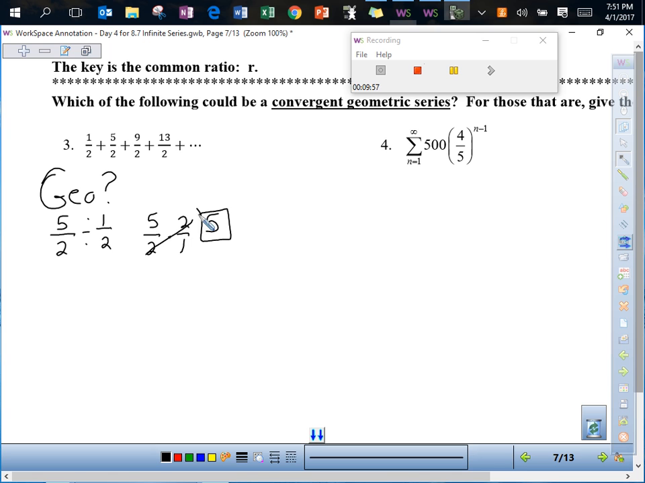Now let's take the third term divided by your second term, which is going to be 5/2. This really becomes 9/2 times 2/5. Notice that I don't get the same r value, so our formula does not work. We're going to put not geometric.